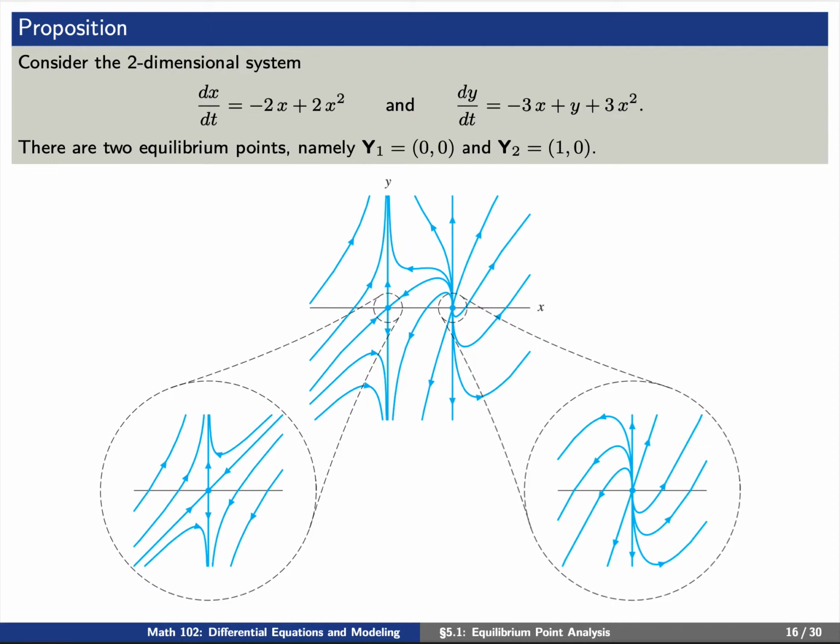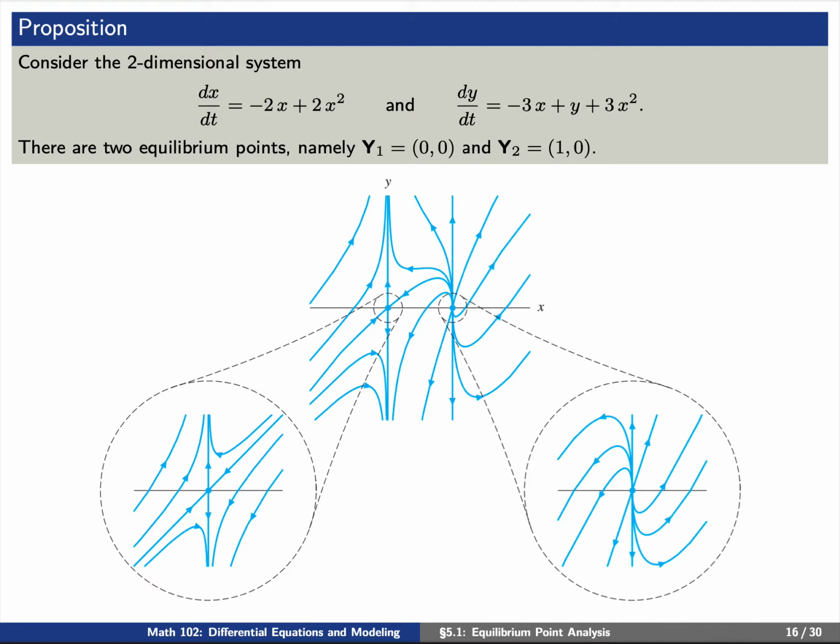Here, we're simply plotting the slope fields. That is, given a point (x, y), we can plug in the values to the systems above to find a vector in the direction (negative 2x plus twice x squared, negative 3x plus y plus 3x squared). When we connect all of these arrows together, we then see the blue lines that you have here on your screen. Notice that the circles are actually around the equilibrium points (0, 0) on the left and (1, 0) on the right. Here, we're zooming in very close to the equilibrium points to get a better idea of the behavior of our solutions.